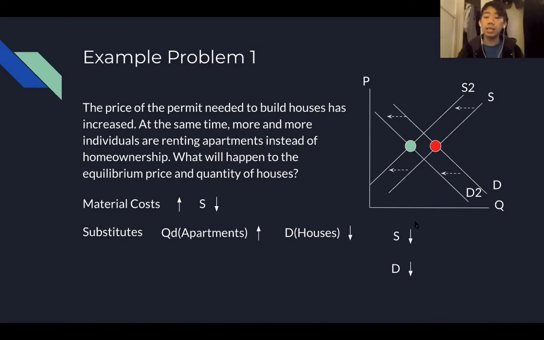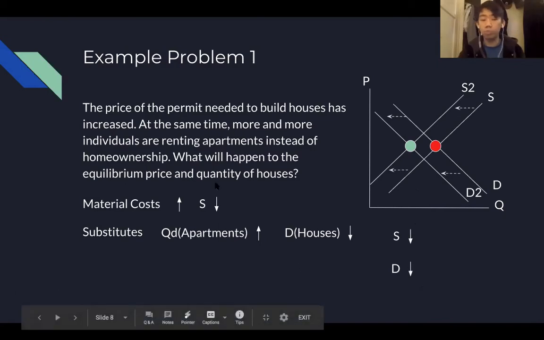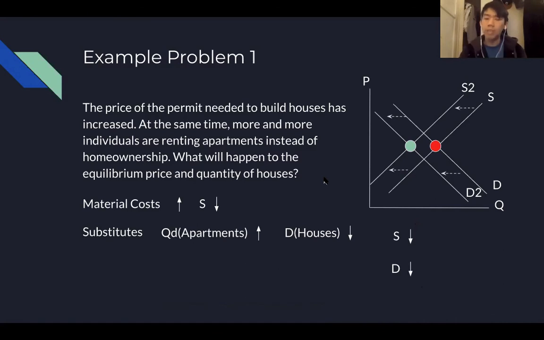The supply is going to decrease and demand has decreased. We've established that. So all you need to know is what this means in terms of price and quantity changes. A decrease in supply means that the price increases and the quantity decreases. At the same time, a decrease in demand is going to result in a decrease in price and a decrease in quantity.